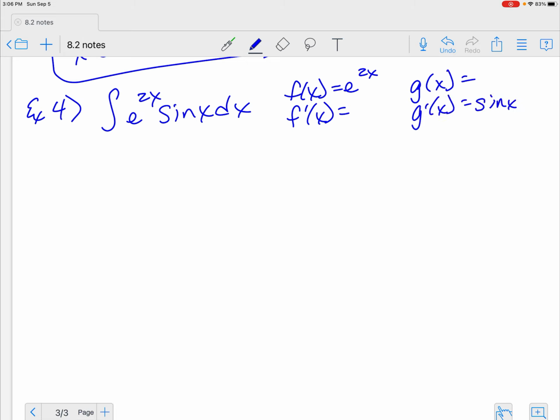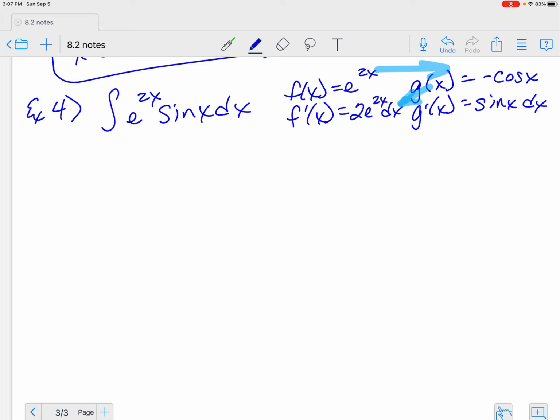And this is sine of x dx. So the antiderivative of sine is negative cosine. The derivative of e to the 2x is 2 e to the 2x dx. Do your patterns. Remember I told you back in chapter 7, e never goes away, natural log never goes away. We work with them a lot, and we just keep doing it. All right, now I have negative.